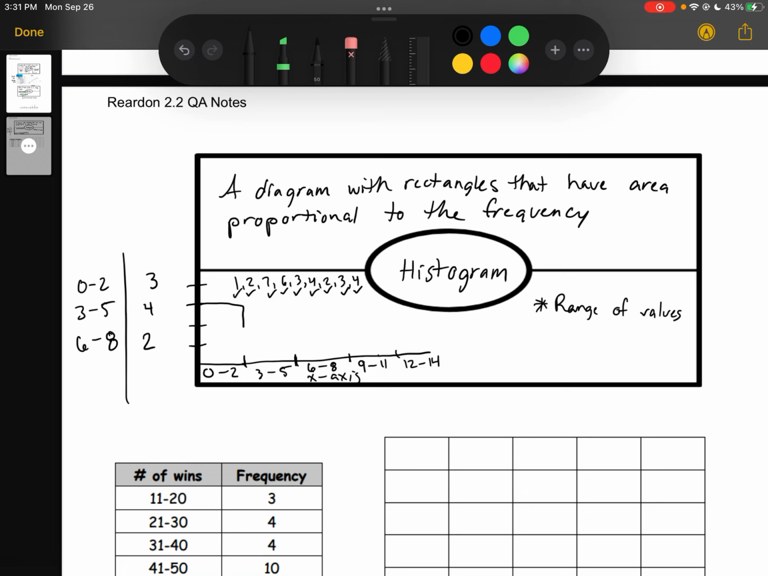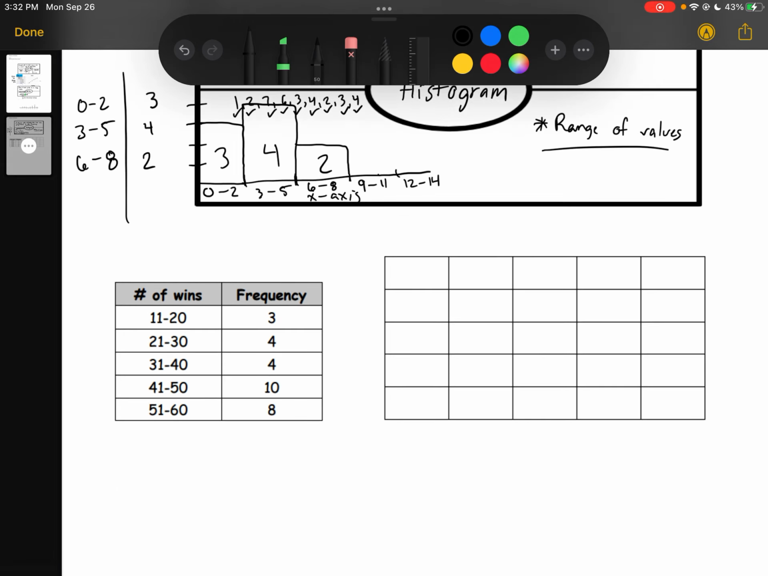from 0 to 2, we go up 3. From 3 to 5, that's when we go all the way up to 4. And then from 6 to 8, we only do 2. So that would be our histogram. And again, the key here that makes it different from the other ones is we have a range of the values that we're looking at.